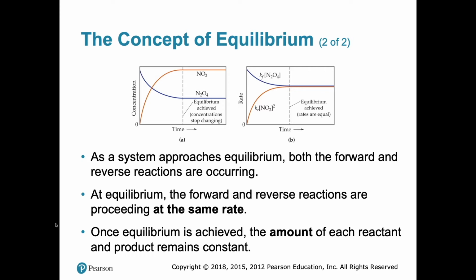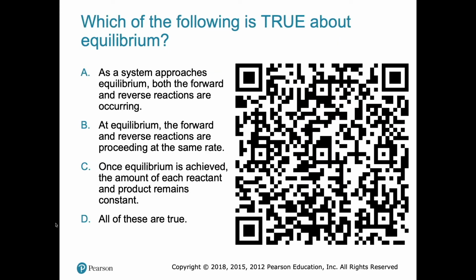There's also another one called Kr. What do you think that means? Close. It's the rate constant of the reverse reaction. So Kf is the rate constant of the forward reaction, and Kr is the rate constant for the reverse reaction, okay? So your very first question today is this: which of the following is true about chemical equilibrium?